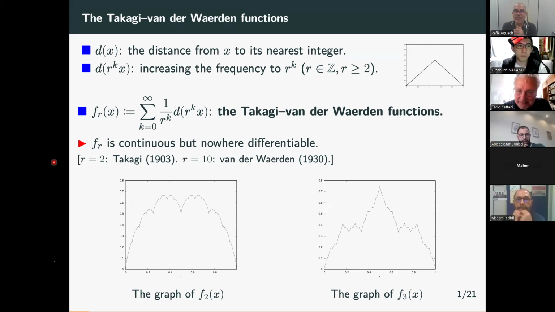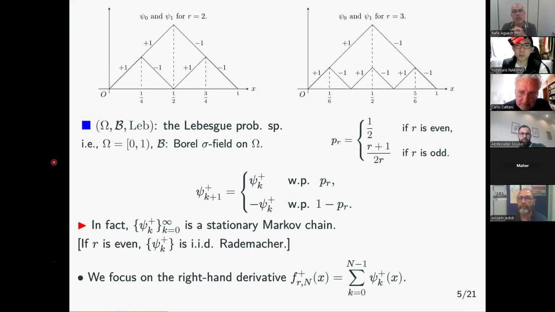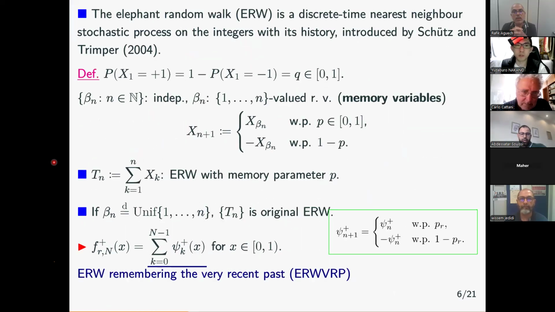Yes, please. I have a question. Thank you very much for this nice talk. I want to know what's the difference between the modification you made in the elephant random walk. It was the IID case, and now you introduced the sequence beta n. So what are the assumptions on beta n, and why do we need beta n?